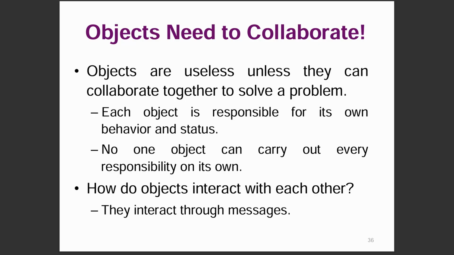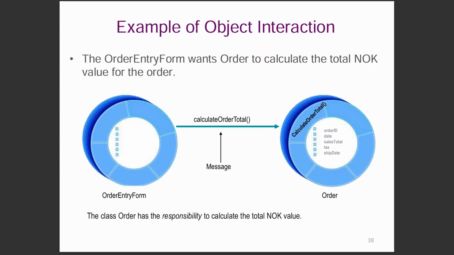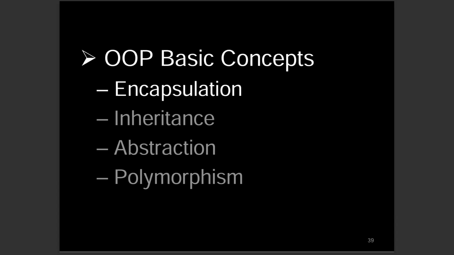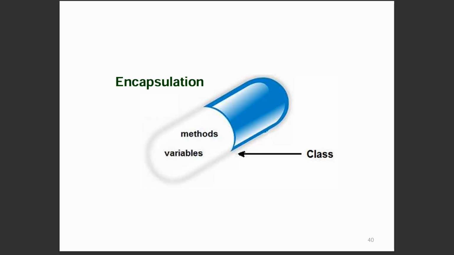Objects need collaborations, so you can collaborate with these objects. Each object is responsible for its own behavior and status. No one object can carry out a responsibility on its own. So those are the things. Then we can now be able to look at other concepts here in the near future about encapsulation, inheritance, abstraction, polymorphism. Just the definitions here.